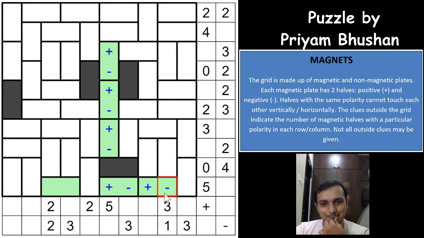Excellent. And this again has to be a positive and a negative, and 3 positives are already placed. Fourth will be here in one of these 2 cells, and fifth will be here in one of these 2 cells. Excellent. So we are able to continue this puzzle in a smoother manner.